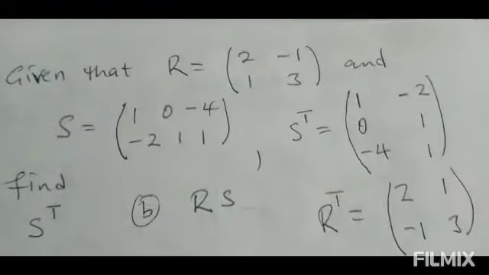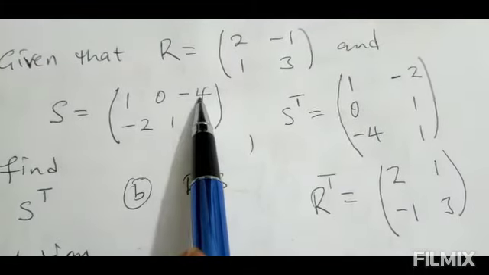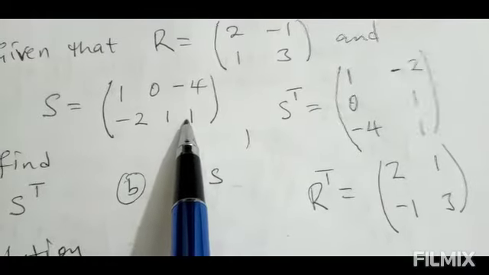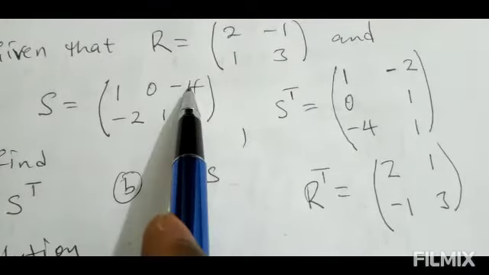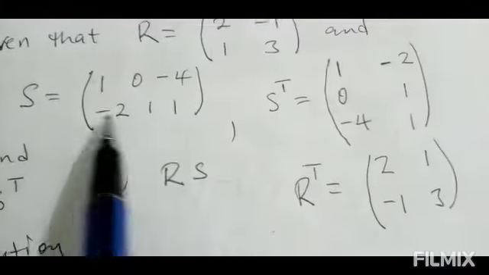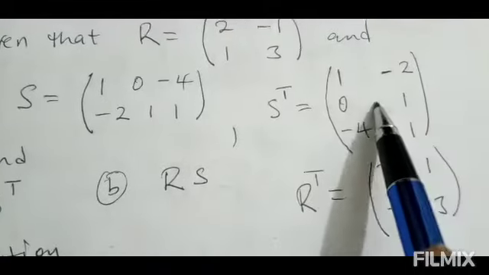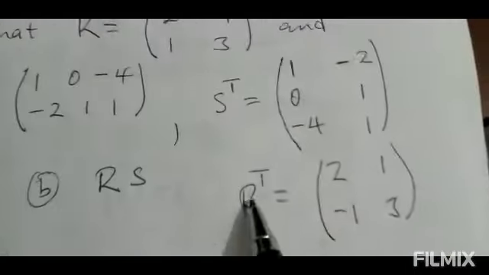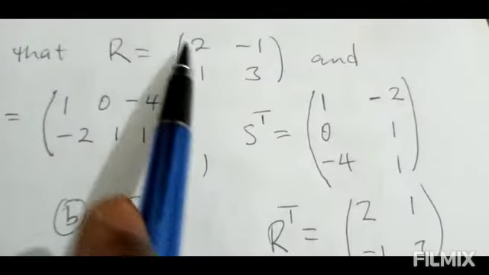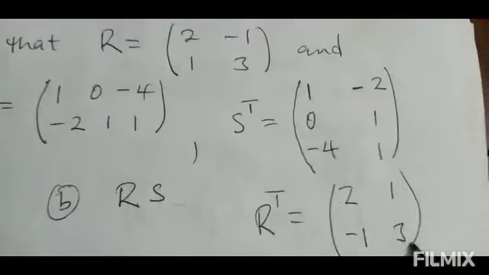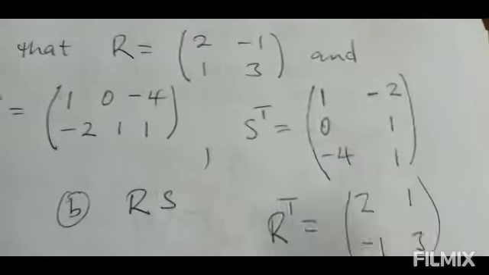So find S transpose. S transpose means you change the row to a column, okay. So this row becomes a column, this row will also become a column. So that is S transpose. If we are asked to find R transpose also, we change this row to a column, then this row will also become a column. That's it with transpose.